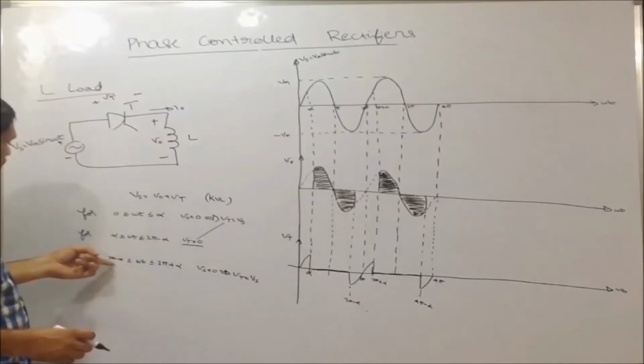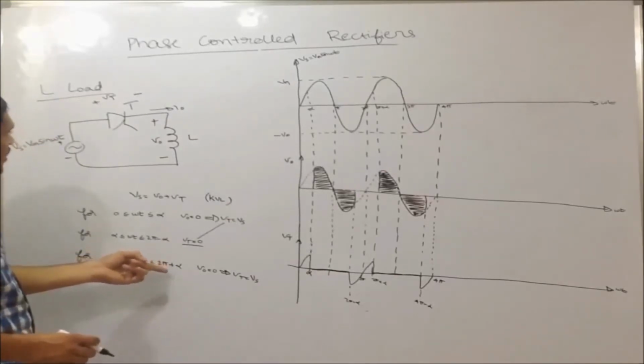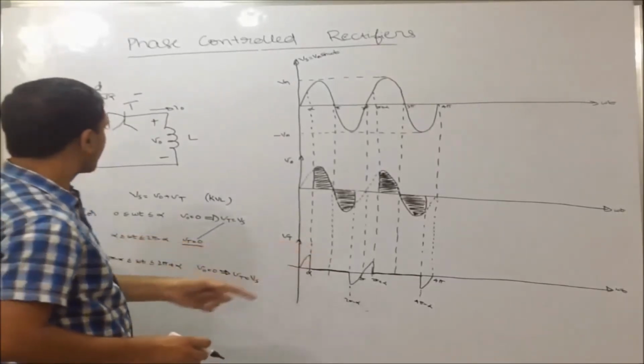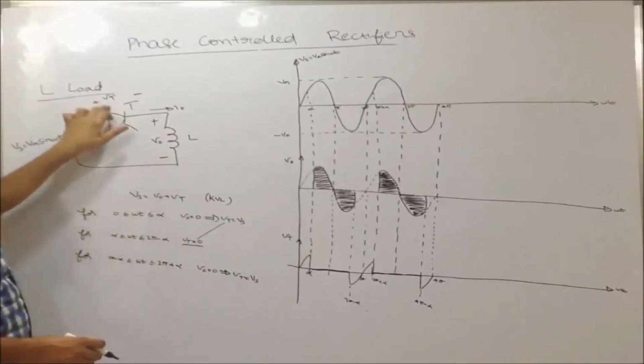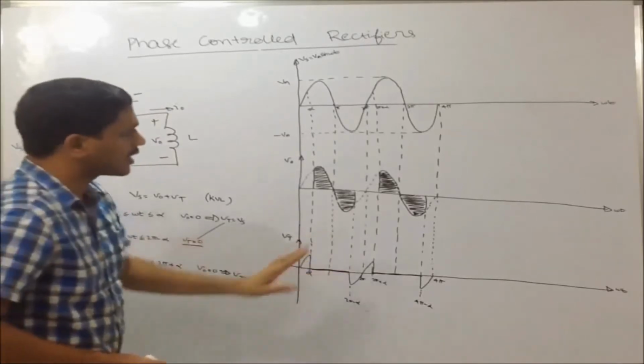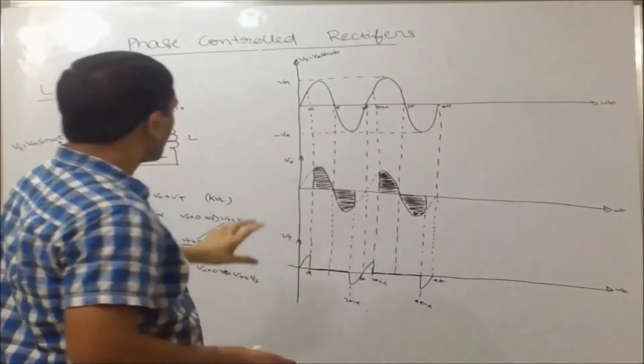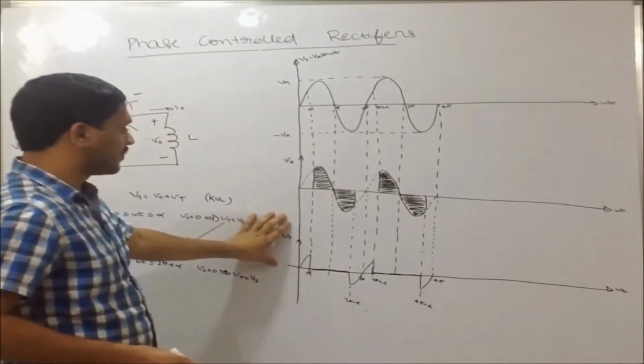Again, for 2 pi minus alpha to 2 pi plus alpha, my thyristor is not conducting. So the current is 0. Again the same story. V0 is 0, Vt equal to Vs. The same thing I am writing. So I have got the voltage across the thyristor.